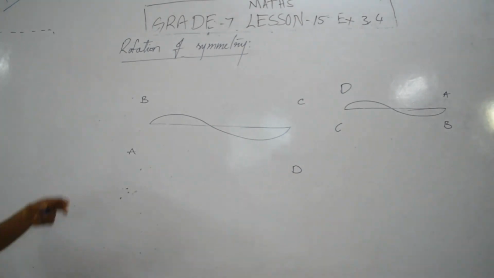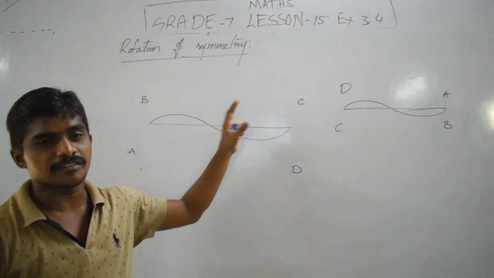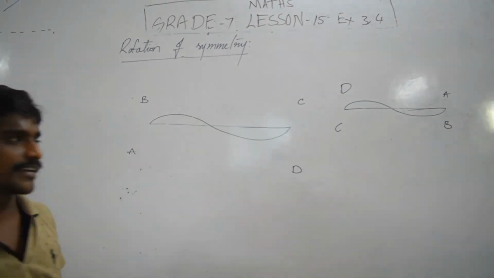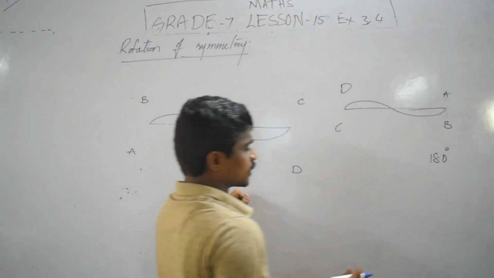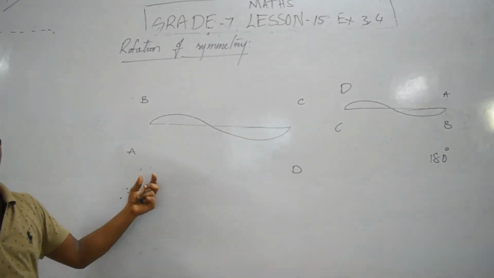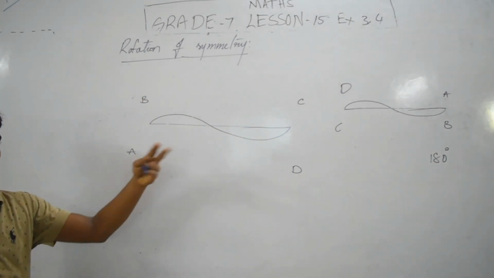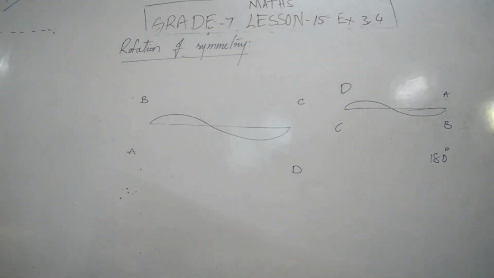Here, angle. How many degrees did we rotate this picture? 180 degrees. So this is called the angle of rotation of symmetry. How much? 180 degrees.